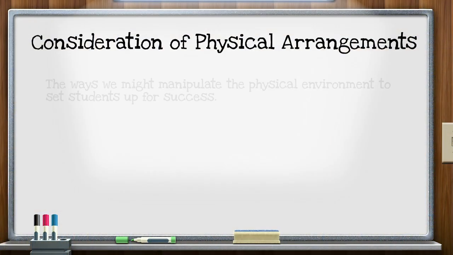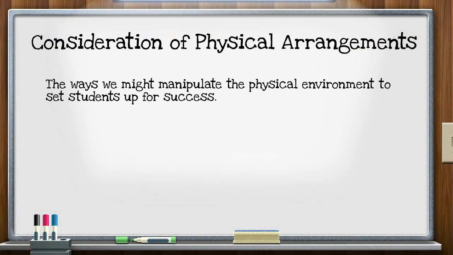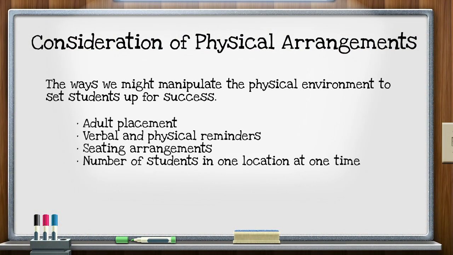Consideration of physical arrangements includes the ways we might manipulate the physical environment to set students up for success. These include decisions about adult placement, verbal and physical reminders, seating arrangements, and the number of students in one location at one time.